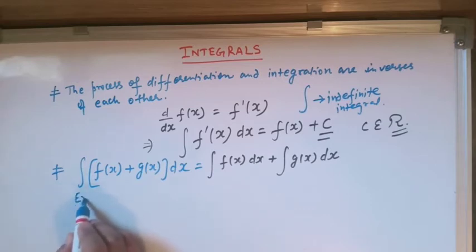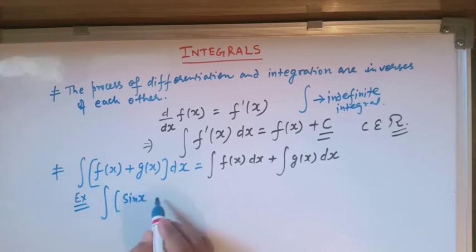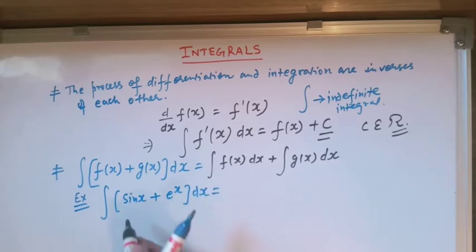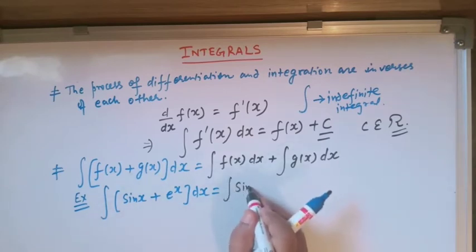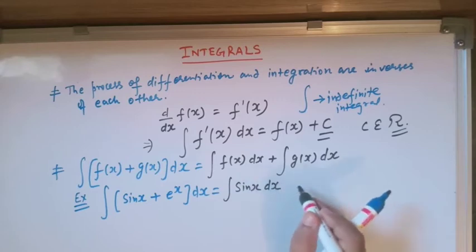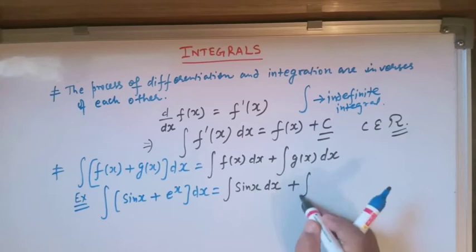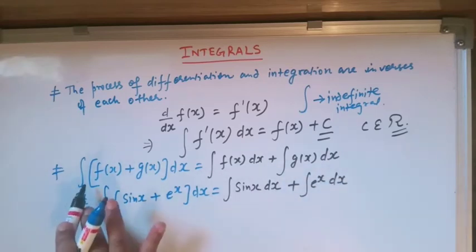Here we can take an example. Suppose we have to find the indefinite integral of sine x plus, say, e raised to x. Then what does it mean? It means we have to write it like this. We first write the integral of sine x dx plus then we'll write the integral of the exponential function. Clear? So this is the meaning of this property.